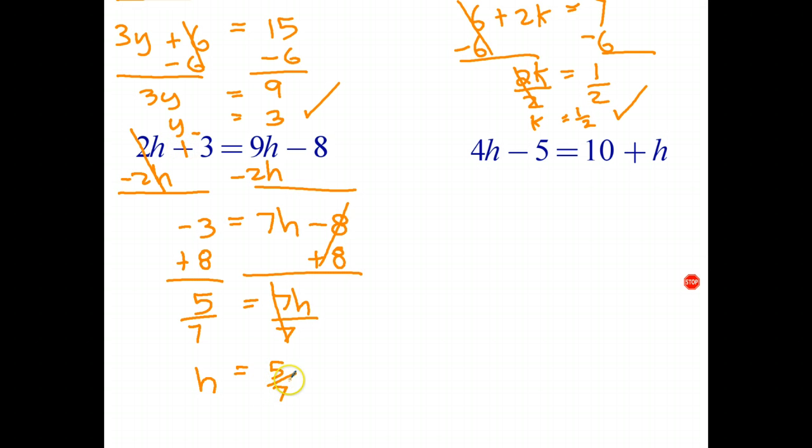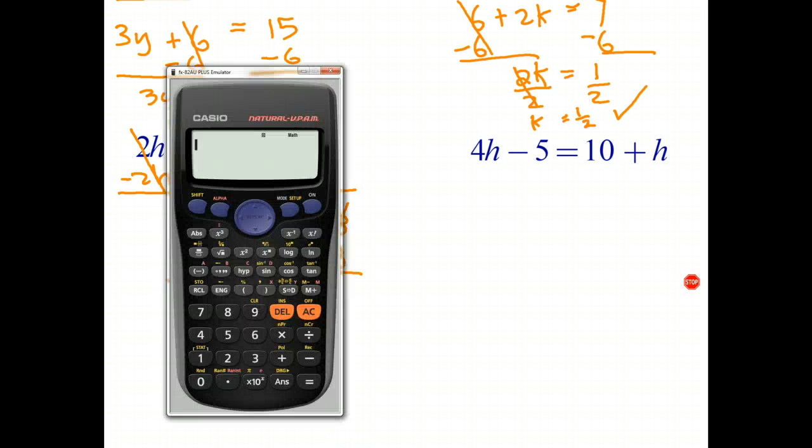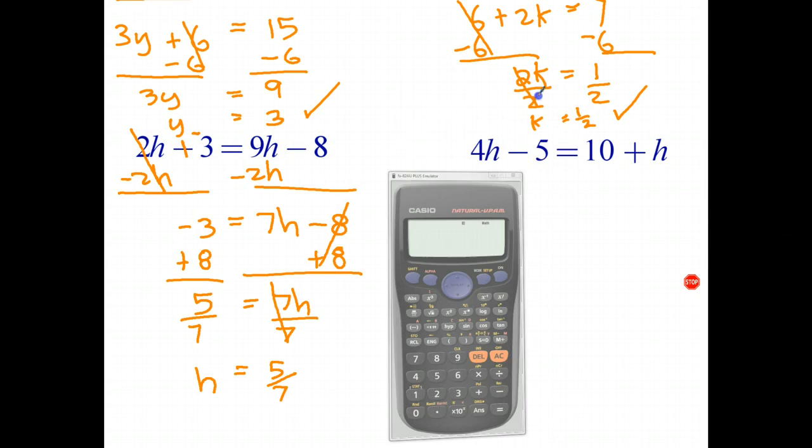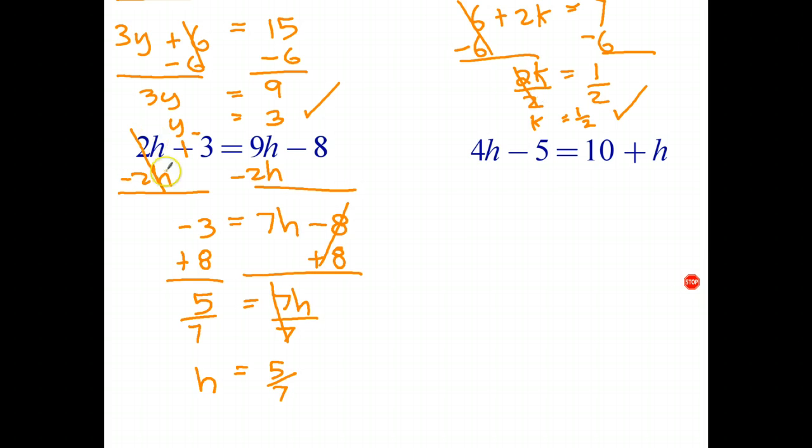So the options are to use your calculator, if you wanted to do that, and type in each expression and check that you get the same answer. Or I would often just suggest to kids, just double check your working. So yes, I subtracted 2h from both sides, added 8 to both sides, and divided by 7. So I think I've done that correctly, so I'm going to give it a tick.